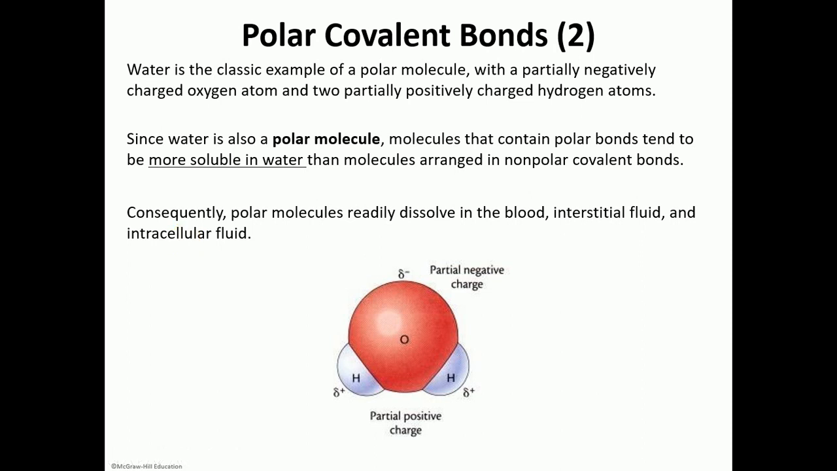So you'll see here that covalent bonds are really important. Nonpolar bonds are important to make barriers, like the cell membrane and the walls of the organelles, while polar covalent bonds are important so that things can dissolve. We can dissolve salt, we can dissolve glucose, we can dissolve different things in there and be able to distribute them throughout the body.